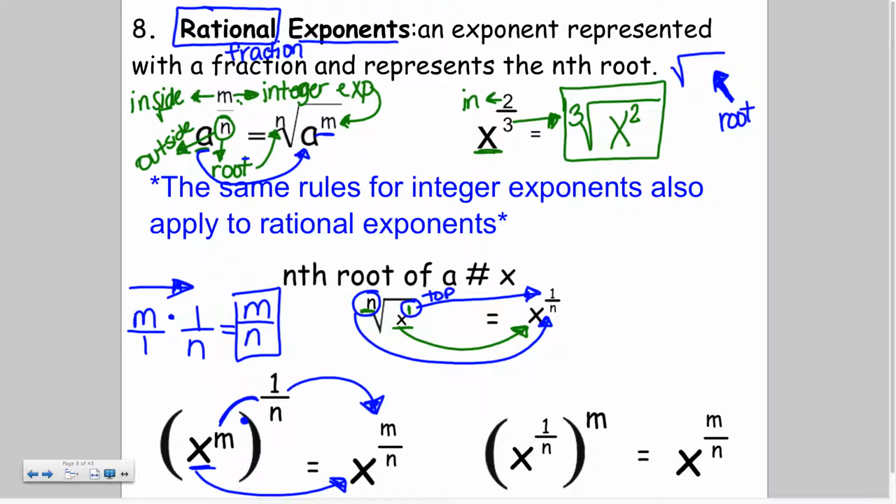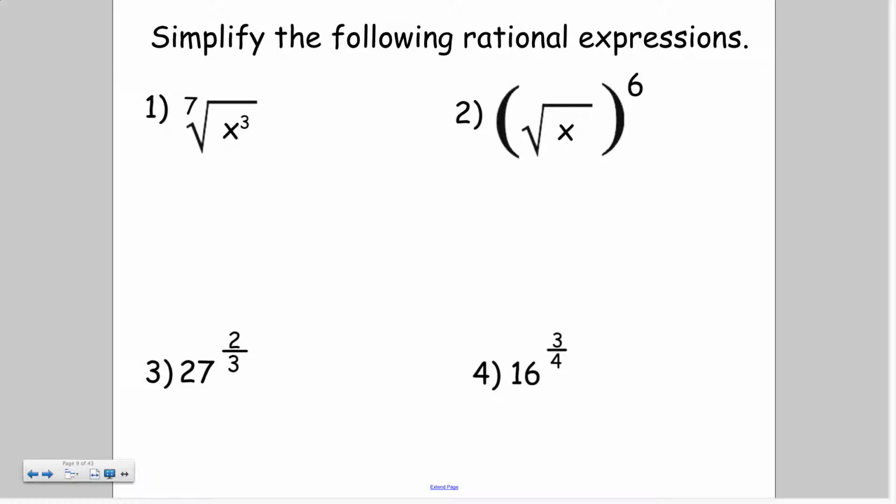n. Now, it's the same thing if the fraction's on the inside and the whole number's on the outside. This is still over 1, and it's 1 over n times m over 1. I'm still going to multiply straight across, and I end up with m over n. So as you can see, I still end up with m over n, and my base stays as my base. All right? Now let's practice. We've got 4 of these that we can practice, so it will help a little bit.